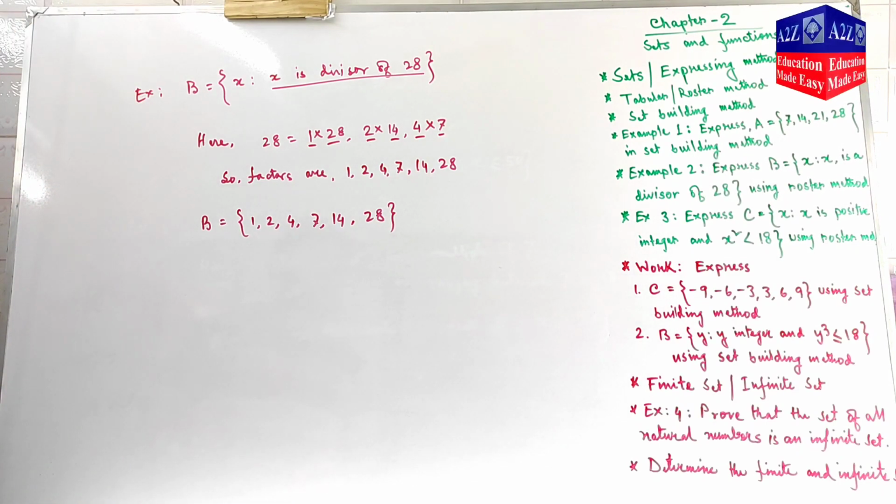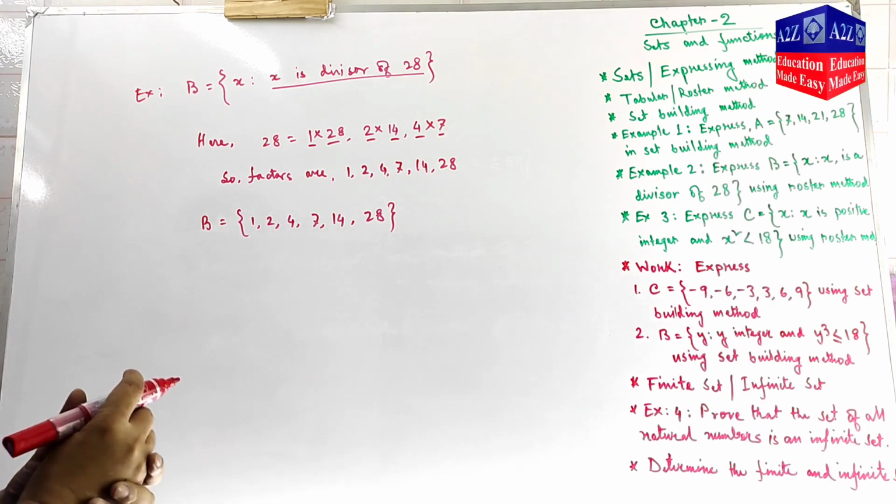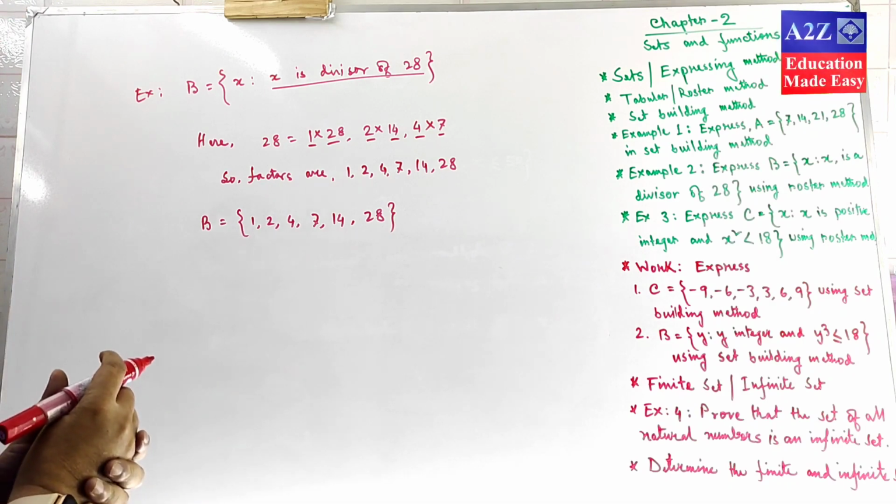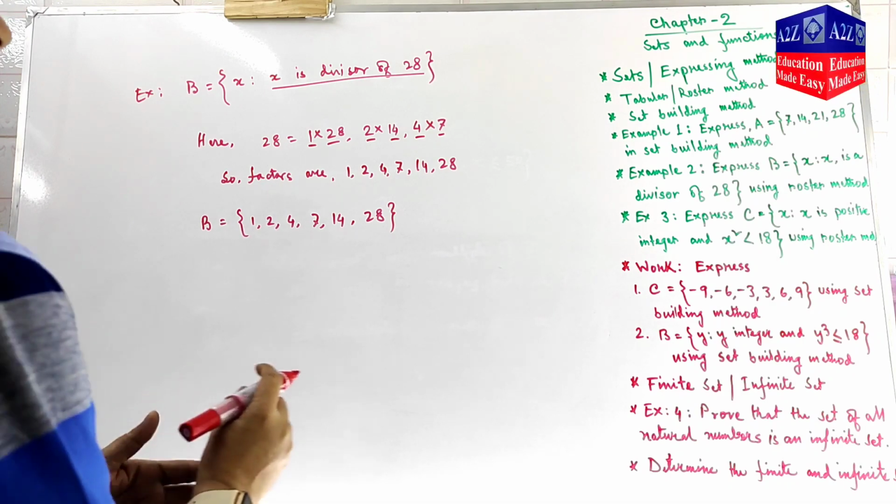In example 3, it is given that C is a set of elements x such that x is a positive integer and x square is less than 18. Now I have to convert this set into tabular method.